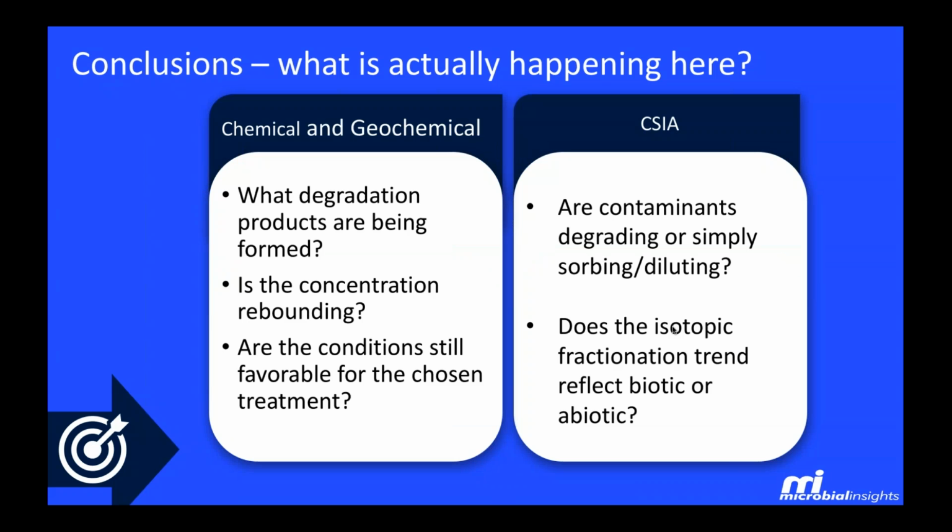The chemical and geochemical data, we looked at it, agreed with everything we were seeing from the other analysis: that degradation products were being formed, that the concentrations weren't really rebounding anymore over time, and the conditions were still favorable for the chosen treatment. And then the CSIA really helped us to elucidate the dominant degradation pathways and prove that the compounds were degrading.